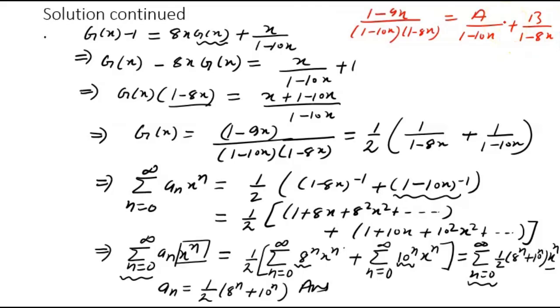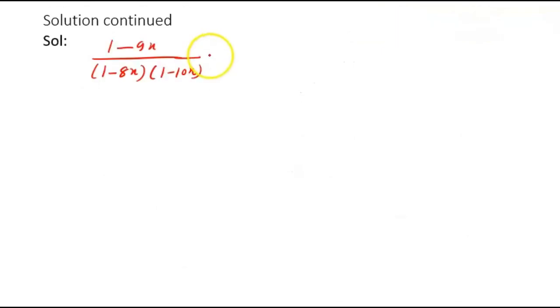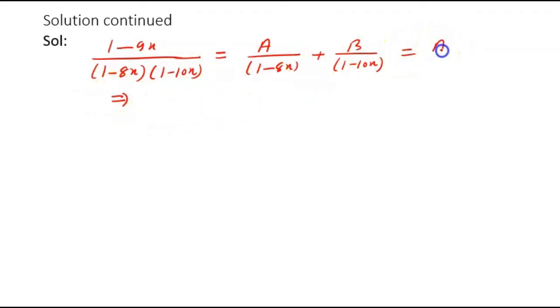I think it is better if I move to the next page, because there will be a lot of space on the next page. So this is what we have, and we have to write the partial fraction of it. I will write A by (1 minus 8x) plus B by (1 minus 10x), right? Then you compare both sides: A times (1 minus 10x) plus B times (1 minus 8x), and in the denominator you have (1 minus 8x) into (1 minus 10x).